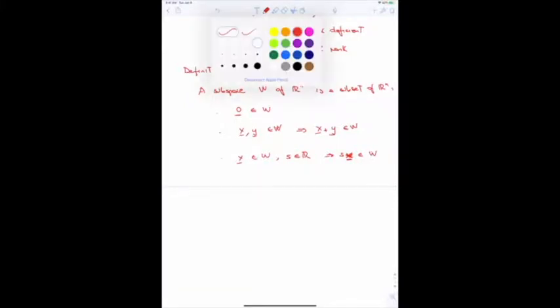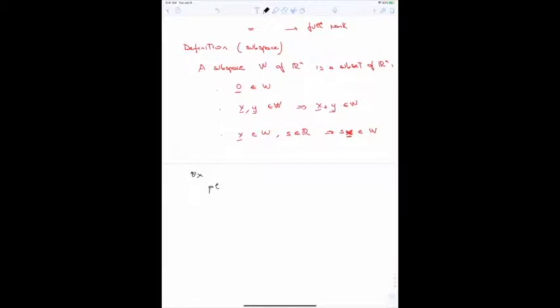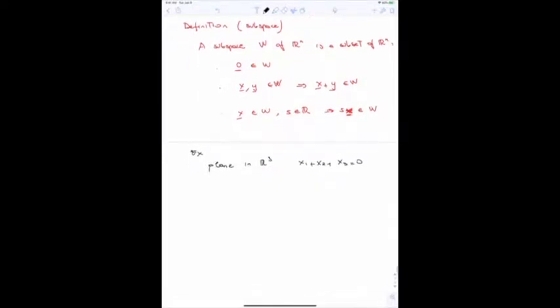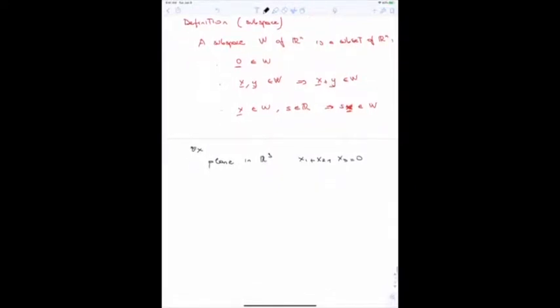So an example of subspace: well, a plane in R3. If you take a plane in a three-dimensional space, this is defined by x1 plus x2 plus x3 equals 0. Well, this is an example of subspace. Now, the null set is a subset of R.